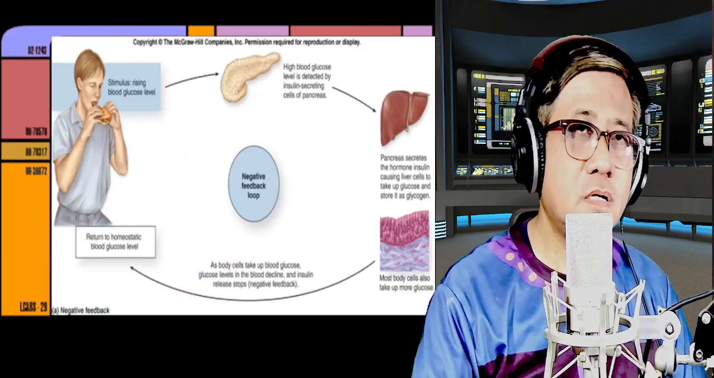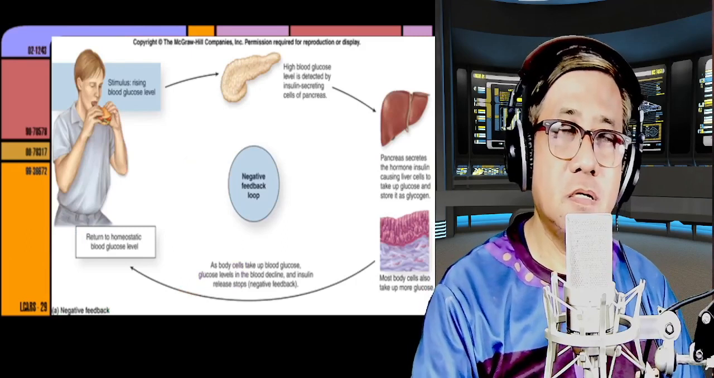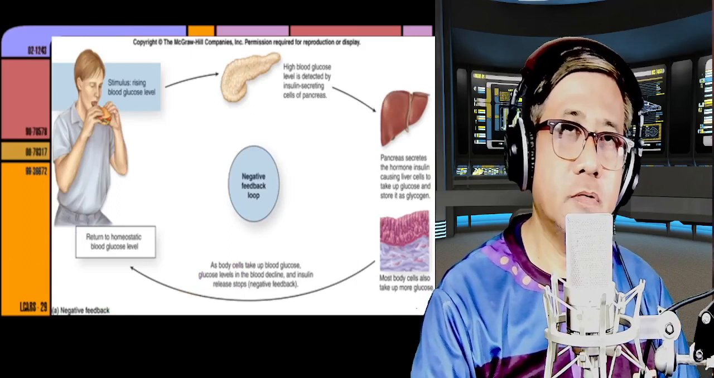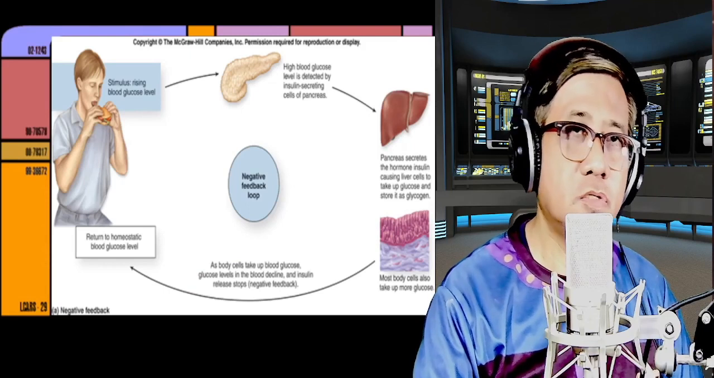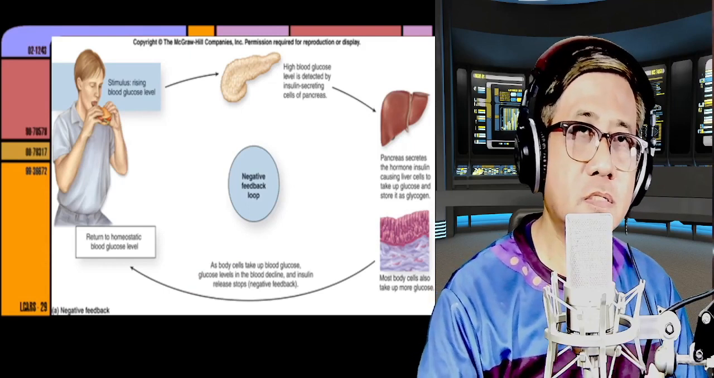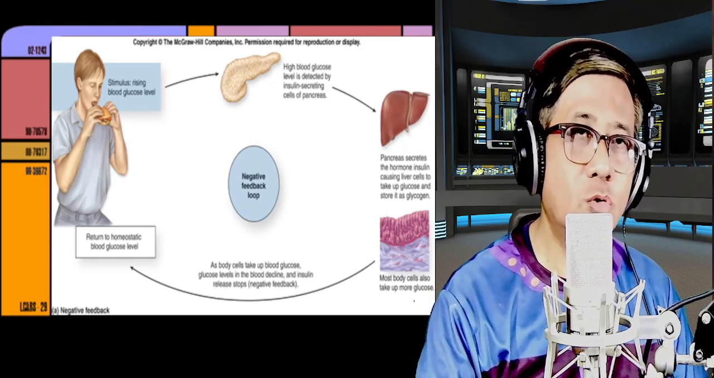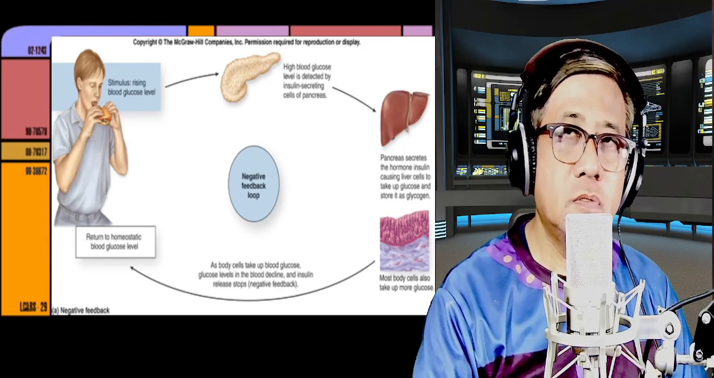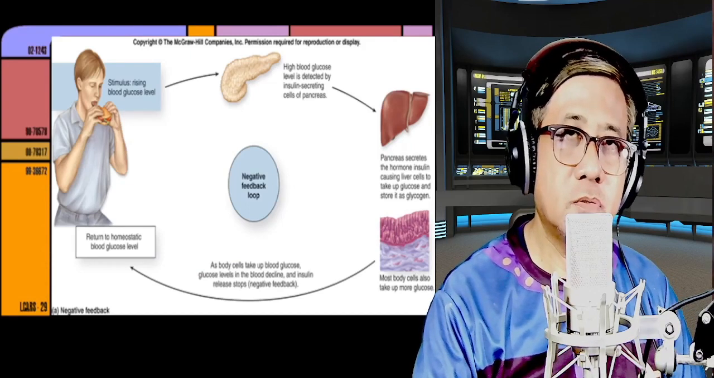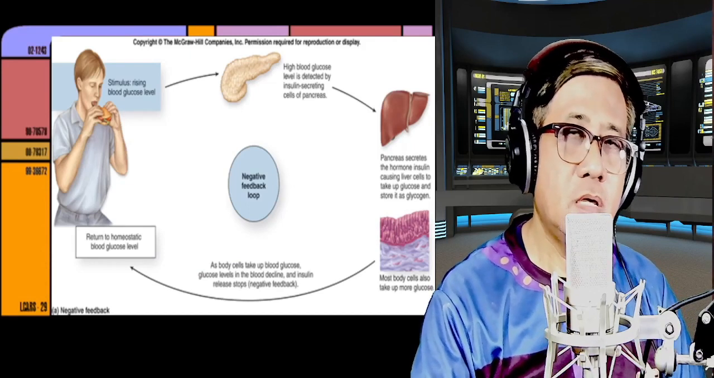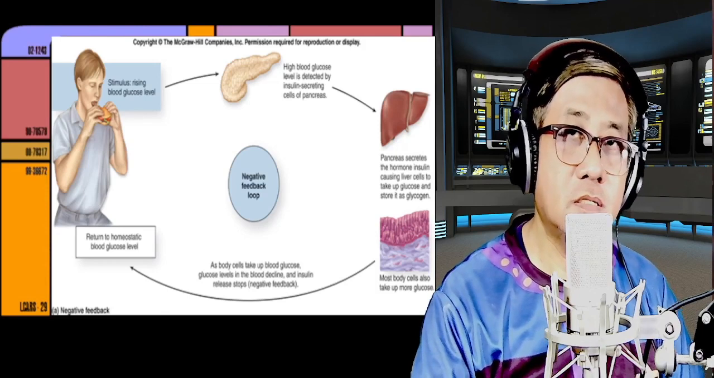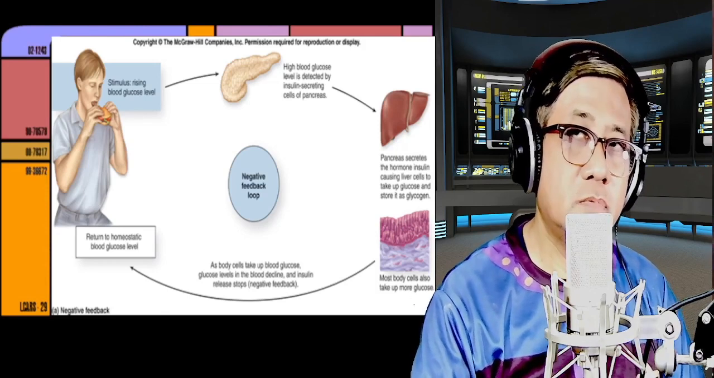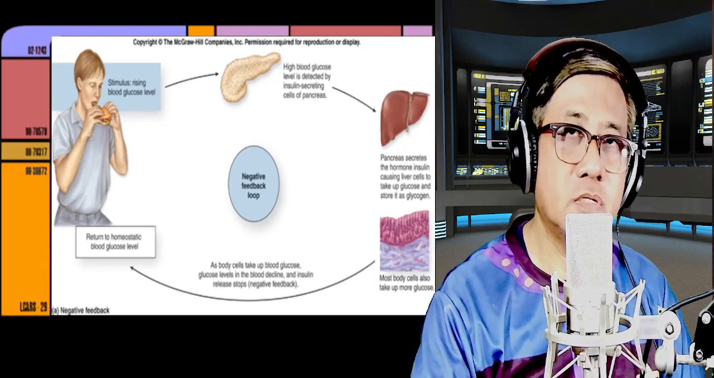Alright, so let's say you have eaten a sugary meal. Kunyari, kumain kayo ng cake or uminom kayo ng soft drinks. This will increase your blood sugar level. So that's the stimulus: rising blood glucose level after eating a sugary meal. That would be detected by the receptors of the pancreas. High blood glucose levels are detected by insulin-secreting cells of the pancreas. So yun yung mga receptors niya.